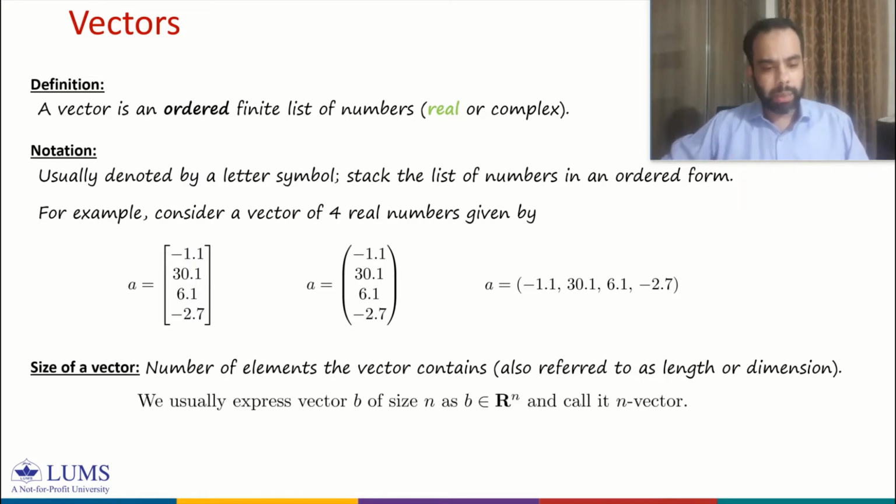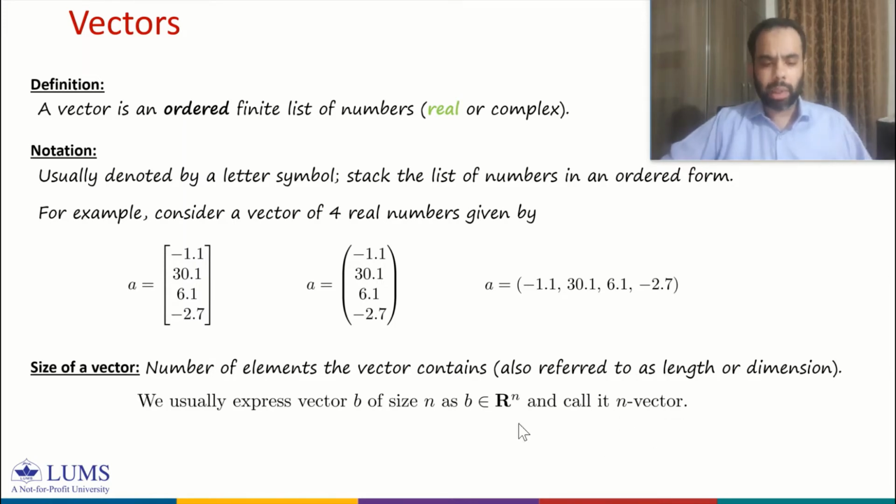We usually express a vector of size n as a vector that belongs to Rn. For example, a vector b of size n, so we can also write it as b belongs to Rn. So R here represents real numbers, and n in the superscript denotes that there are n real numbers stacked in a vector b in an ordered fashion, and we call it an n-vector.